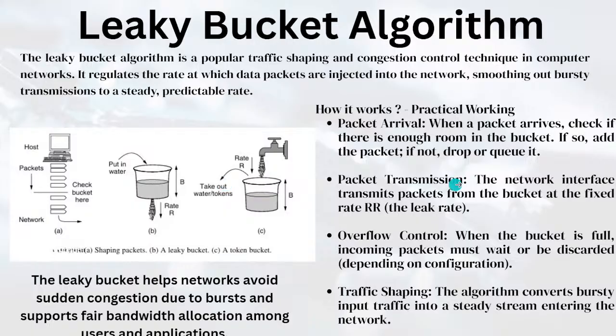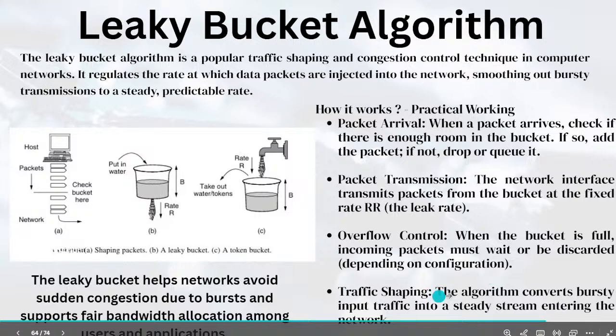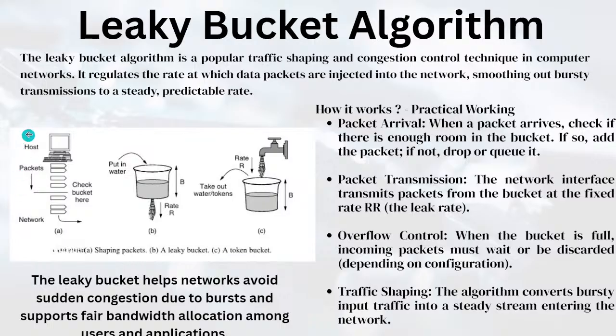For packet transmission, the network interface transmits packets from the bucket at the fixed rate R, and when the bucket is full, the incoming packet must wait or will be discarded. The algorithm converts bursty input traffic into a steady stream into the network. So the leaky bucket helps the network avoid sudden congestion due to bursts and supports fair bandwidth allocation among users and applications. Just see the image and try to understand what is happening here.